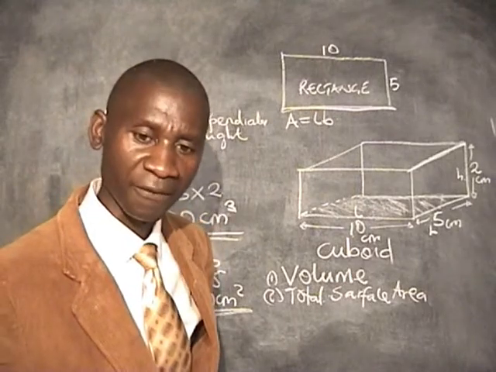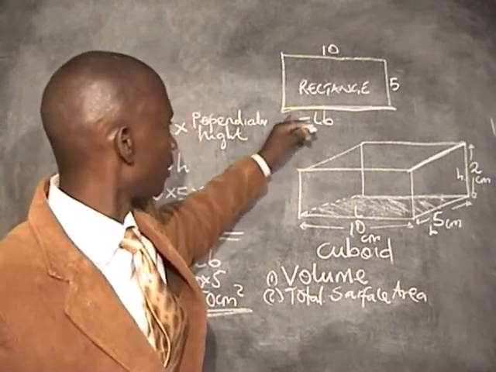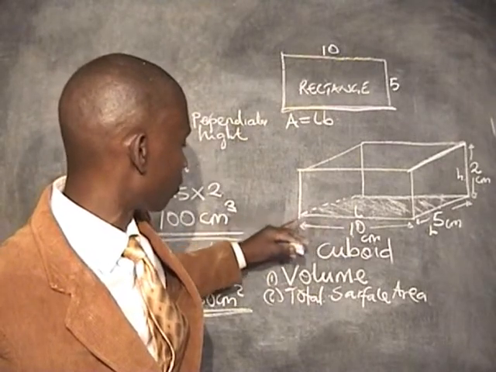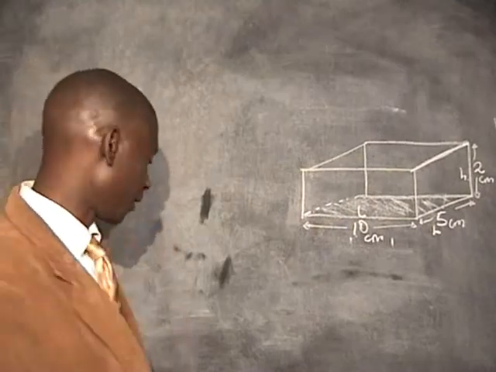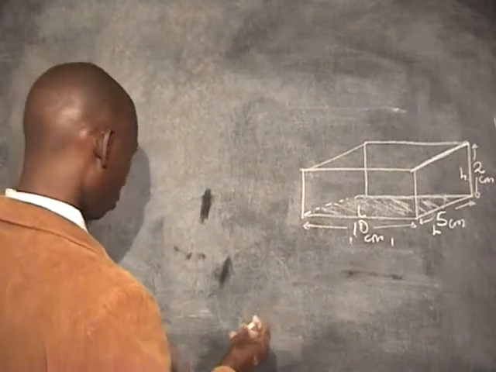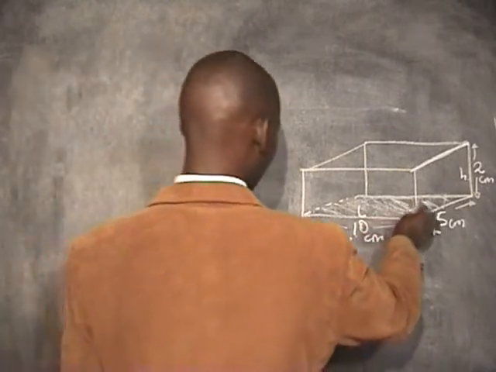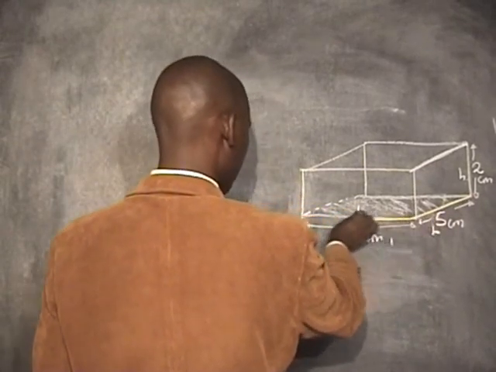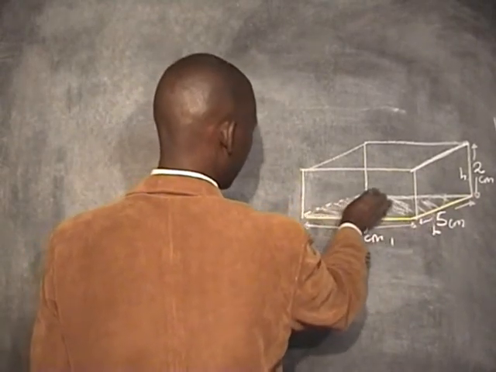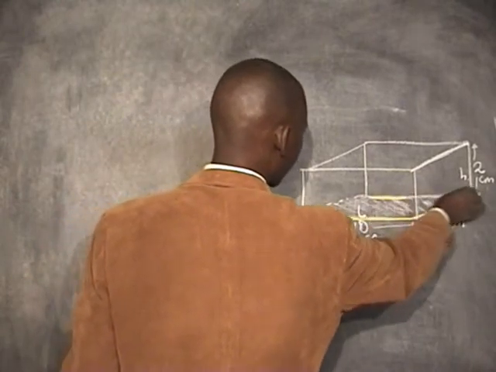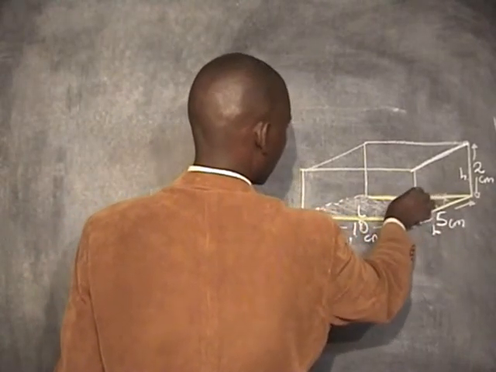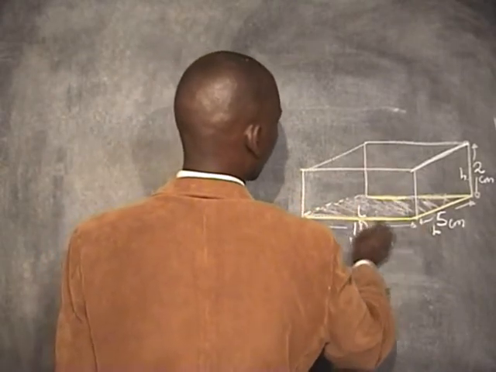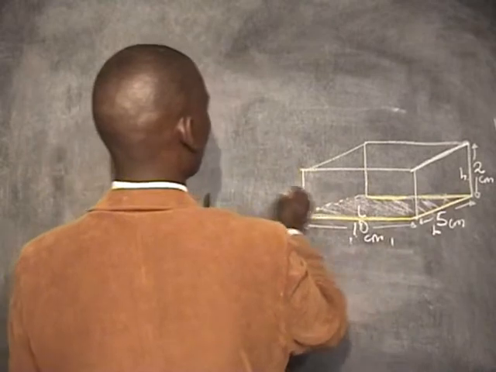So, explaining the faces from this cuboid, allow me to clear this space so that I show how these faces can be shown. If you observe very carefully, you have to look at the faces. In the first place, I get this, which is the base. Let me show it in a different color. The base and the top part, these are equal. This is 10 by 5, which is 50. There are two of them.